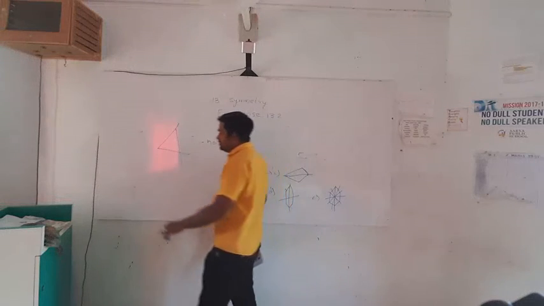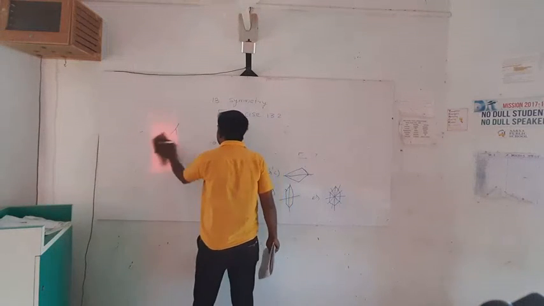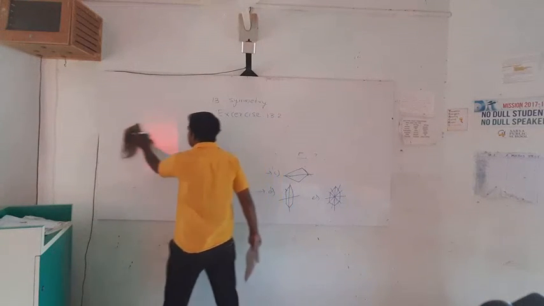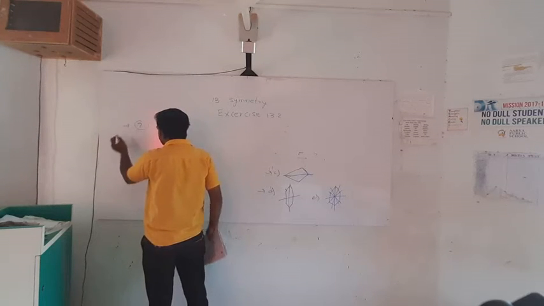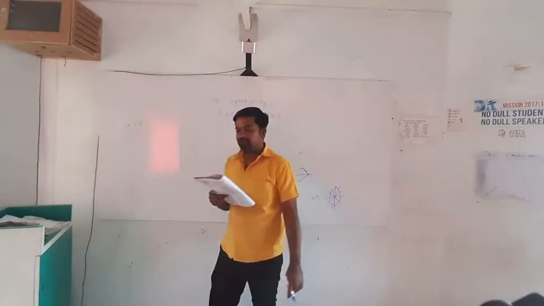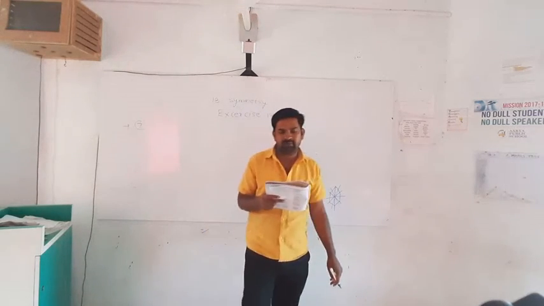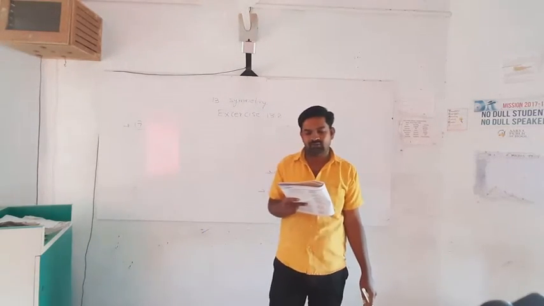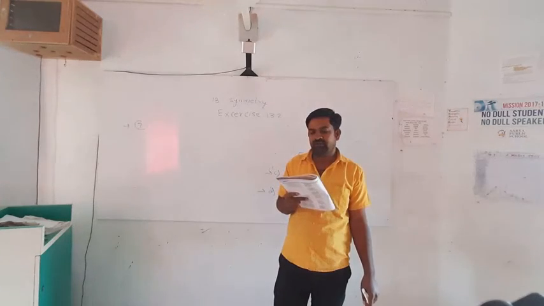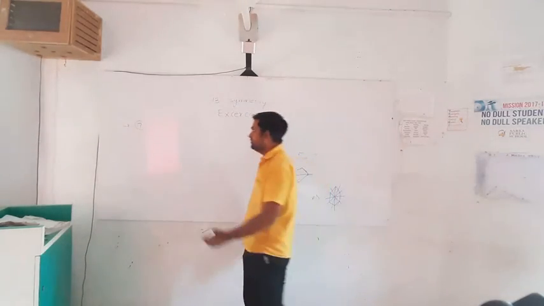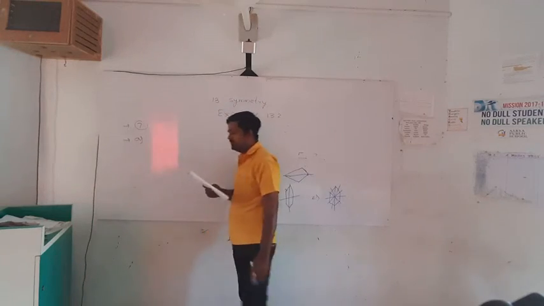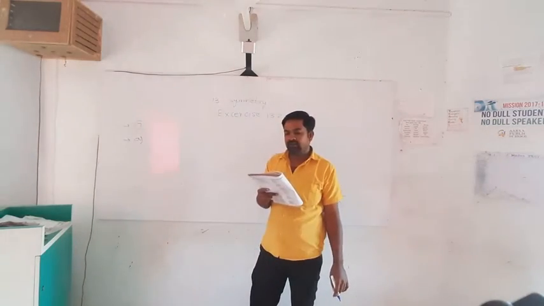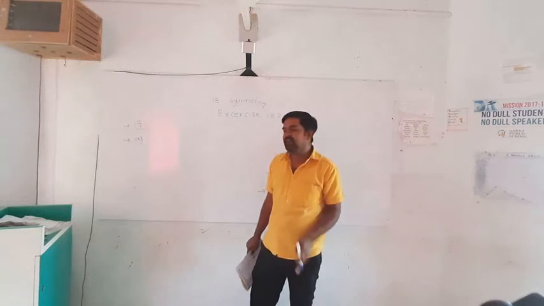Now see question number 7. Consider the letters of the English alphabet, first the capital letters A to Z. List among them the letters which have: question A, a vertical line of symmetry. Only the standing vertical line.